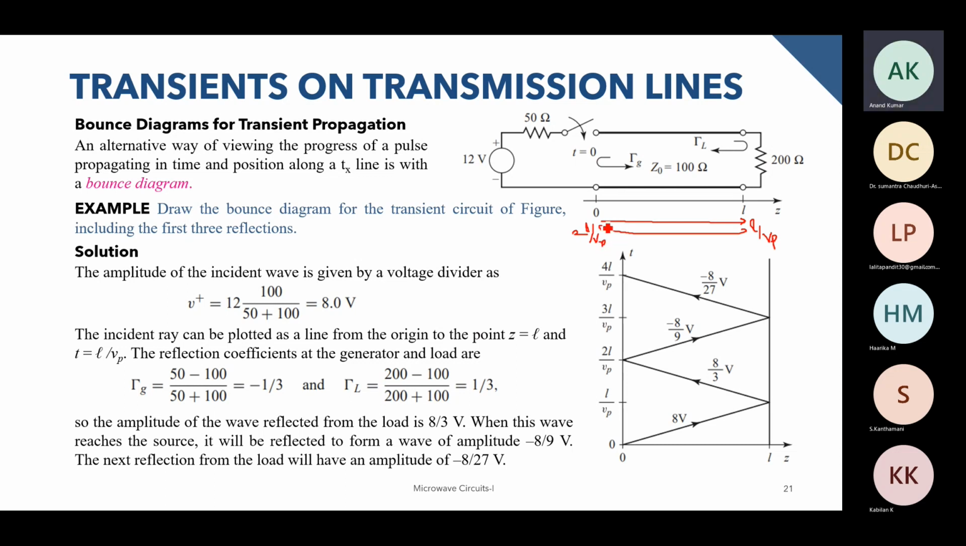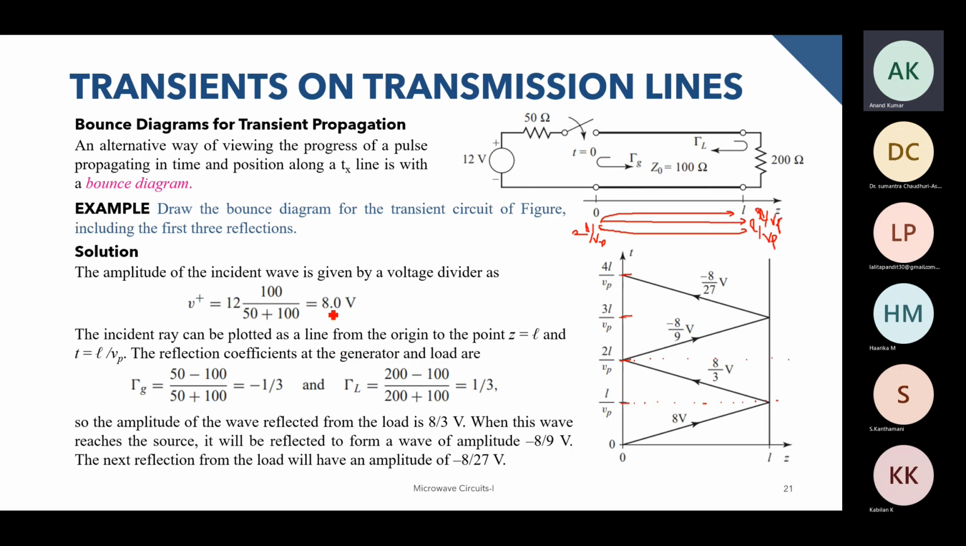Okay. And now similarly, when it again reflects back and comes over here, it will come over here in 3L by Vp. So this is why, for the time axis, we will mark L by Vp, 2L by Vp, 3L by Vp, and 4L by Vp. And now what I used to do is draw a dotted line along this as well. So this helps me to keep track of things.